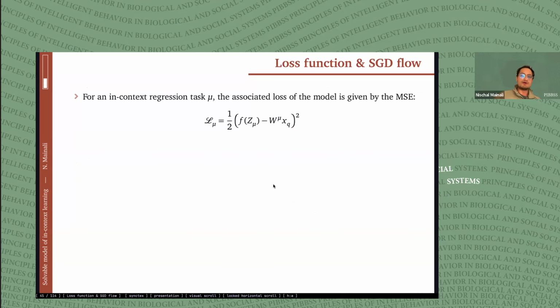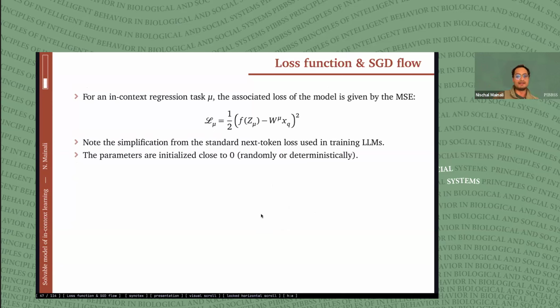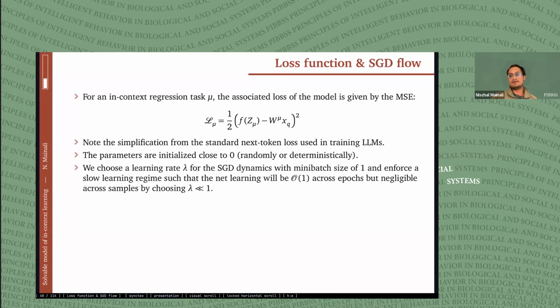Okay, with all this, now all we need to finish the model is the loss function. We're going to do a mean square error loss, which you'll note is different than the standard loss used in transformers, which is next token prediction. But here we predict the n+1 token, which only cares about the n+1 position in the context. And the parameters are initialized close to 0, either randomly or deterministically.